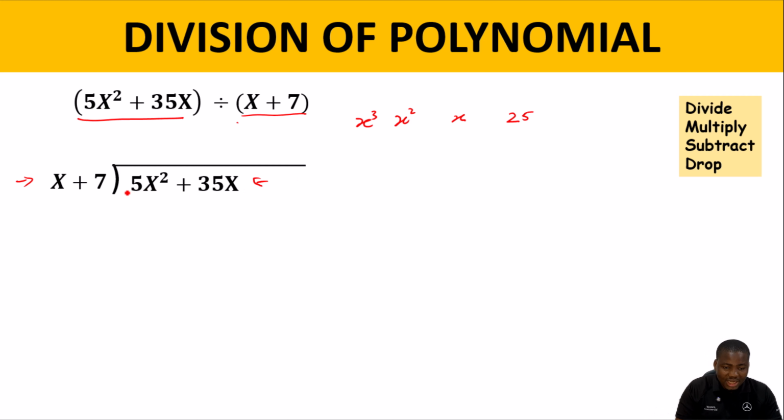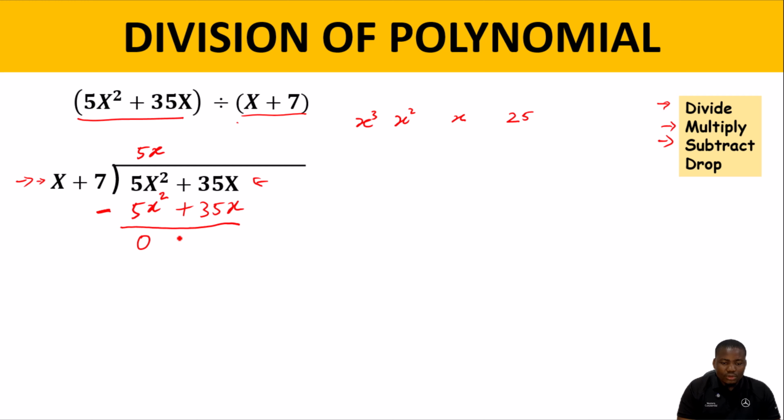So we take the first term here, which is 5x squared, and we divide it by x. When we do that, we get 5x. 5x squared divided by x is 5x. After we divide, we multiply. We multiply this 5x with both the x and the plus 7. So we have 5x squared. 5 times 7 is 35, so we have 35x. The next thing is we subtract.